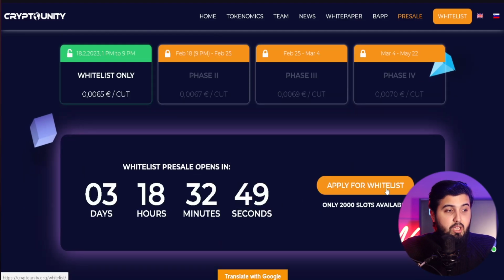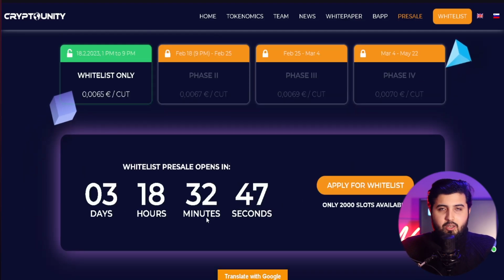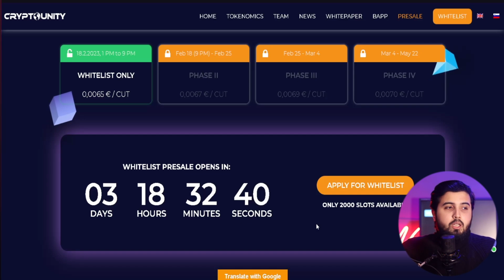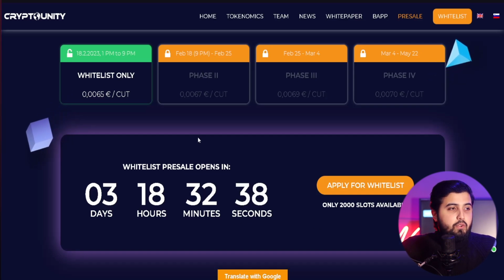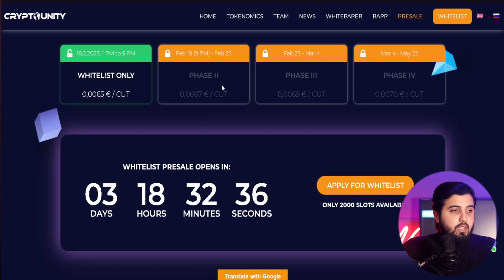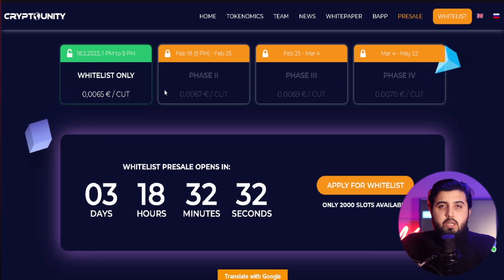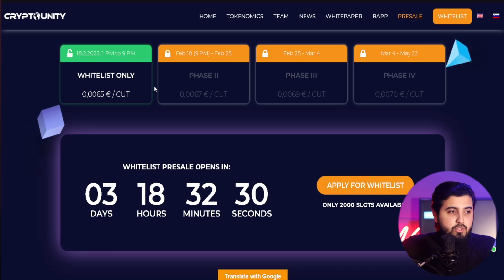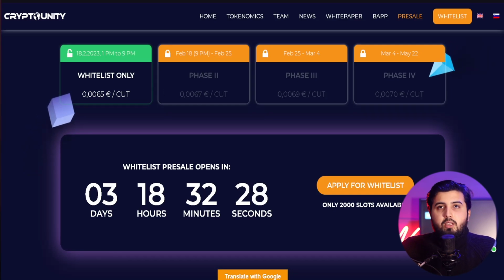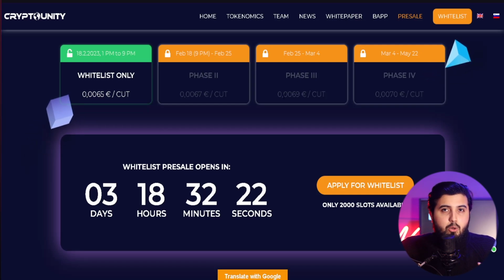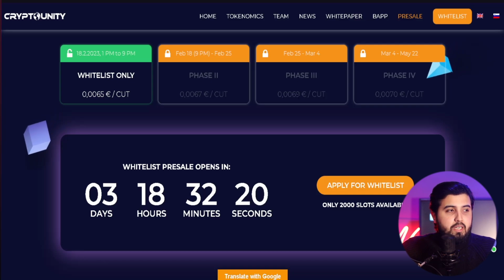So you're going to apply for the whitelist right here. You can see there's a lot of time left, and there's only 2,000 slots available. But even if you're late and the slots are filled, you can wait for phase 2, and then phase 3, and then phase 4. But it is preferred that you get into it as early as possible. As you can see, the price increases as you move to the next phases. So if you want the discount, if you want to hold more tokens at a lower price, this is the best option that we have right now.